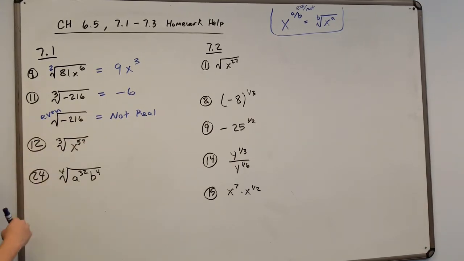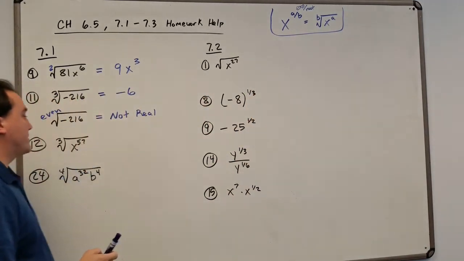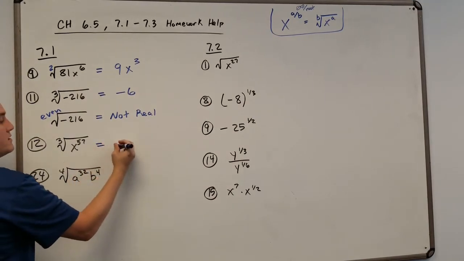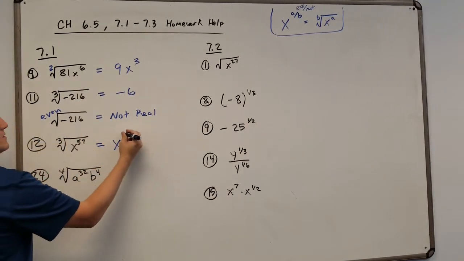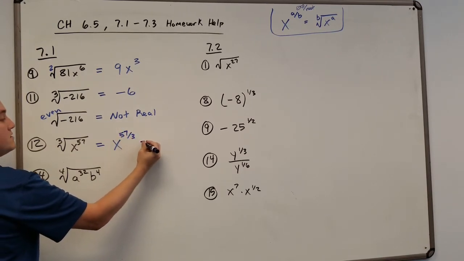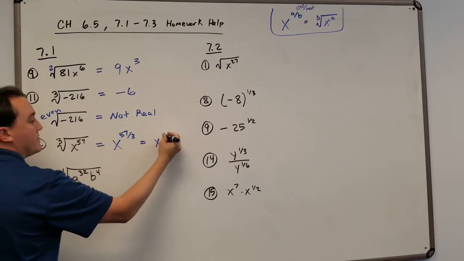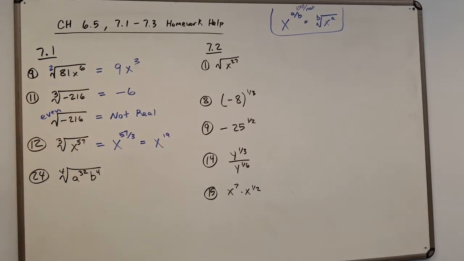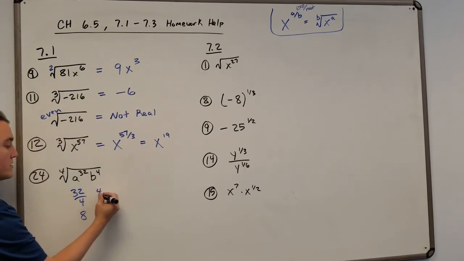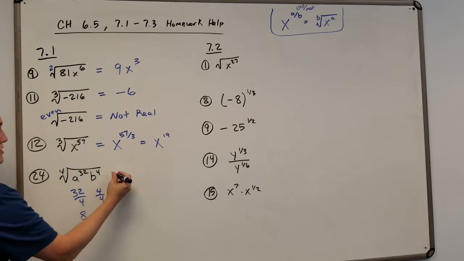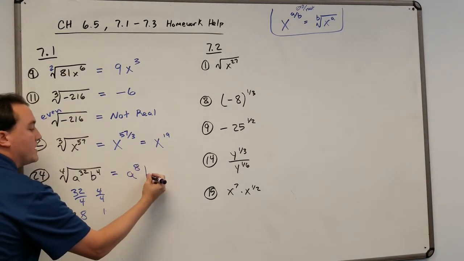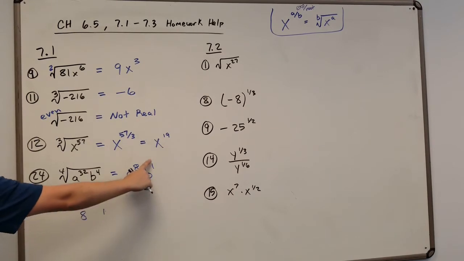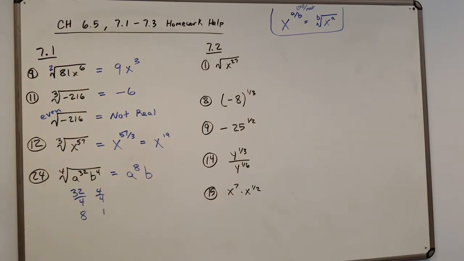So number 12 is based right off this. Let's rewrite it like that. Remember, it's exponent divided by the root. Well, 57 divided by 3 is 19, and we're done. Here, if you have two letters, it's the same thing. You just divide them by 4. So 32 divided by 4 is 8, and 4 divided by 4 is 1. So our answer is a to the 8th and b to the 1st, but you don't write that, right? It's just b, not b to the 1st.